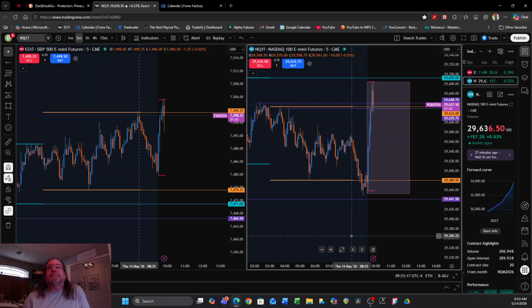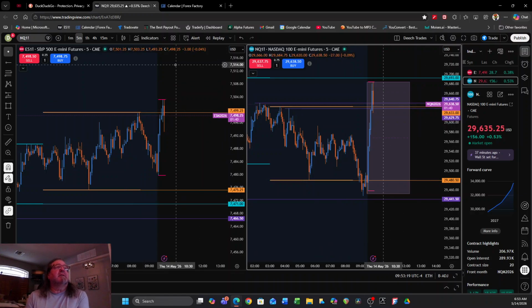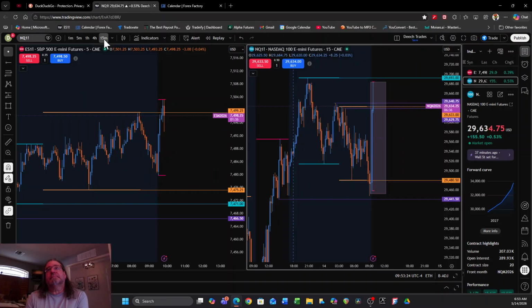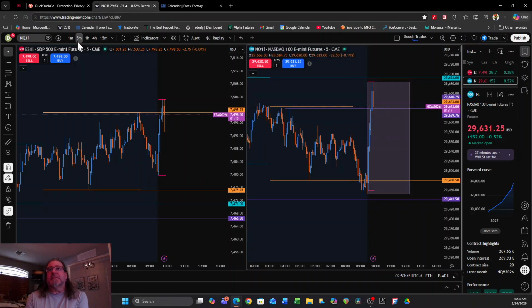Let's see what that looks like on the 15. And we're already playing with the value gap here on S&P, so they're starting to work in tandem now. This is looking a lot better for a setup here.